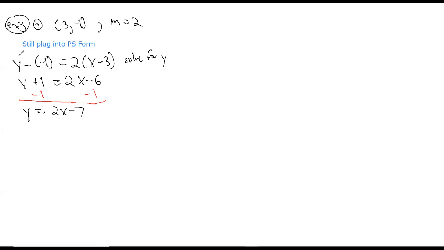Okay, so again, we had a point and a slope, so we put that information into the point slope form, where the 3 was the x1 and the negative 1 was the y1. We cleaned it up, we solved it for y, and that gave us our answer in slope-intercept form.